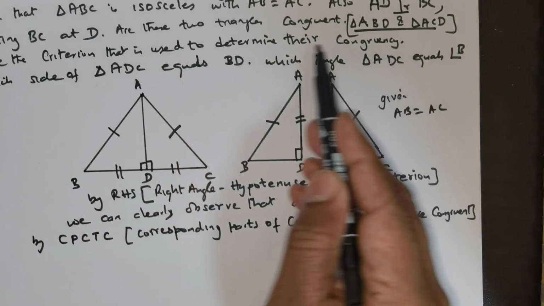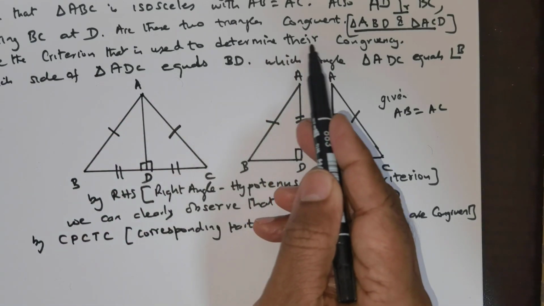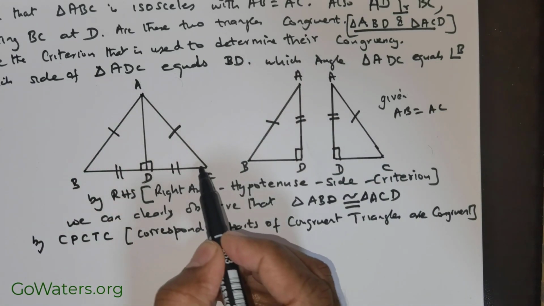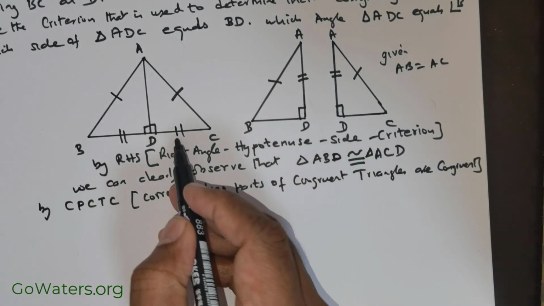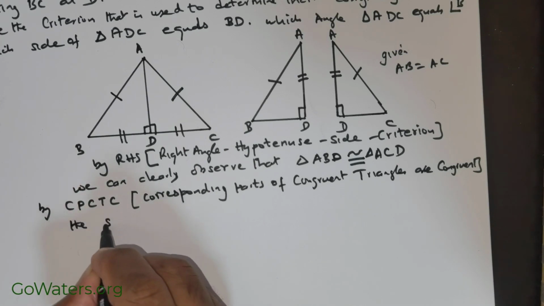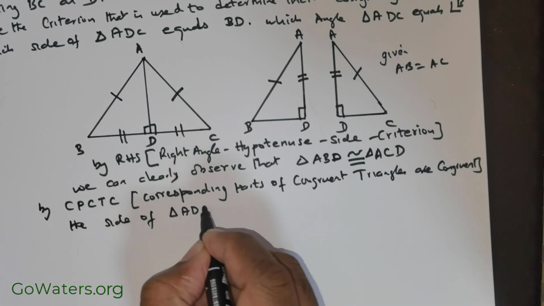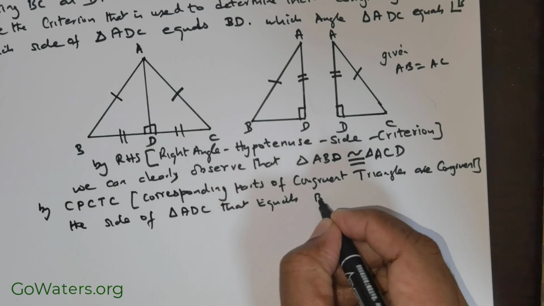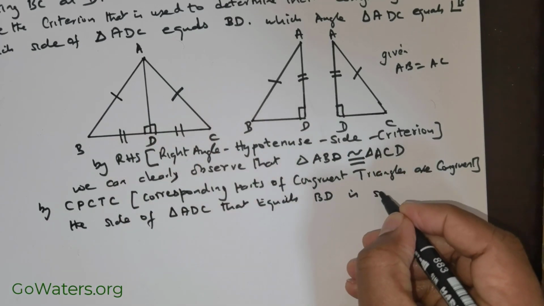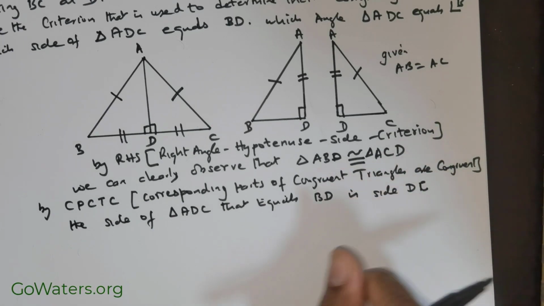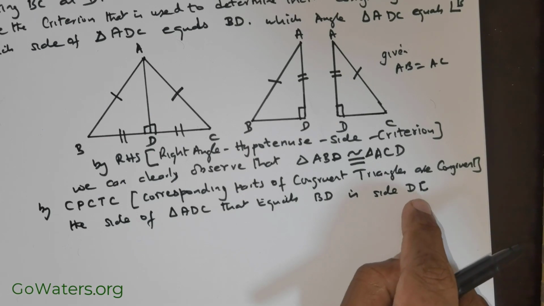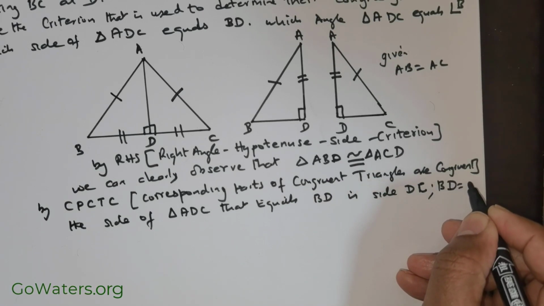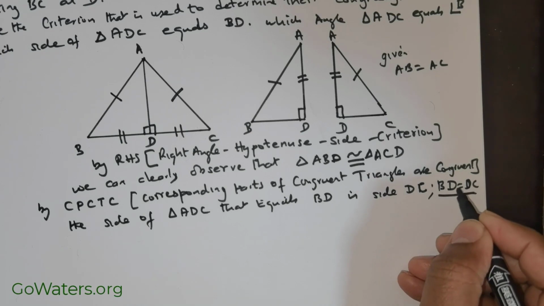So the question is asking you, state the criteria used to determine their congruency, and then which side of ADC equals BD. So this is going to be the side. So clearly the side of triangle ADC that equals BD is side DC. So you got to state that, right? You can say either DC or CD depending on what you want. So you can state here BD is equal to DC, right? So that's the second part.